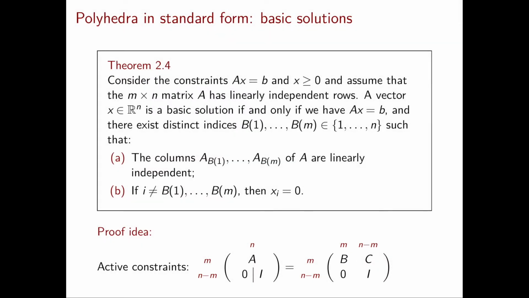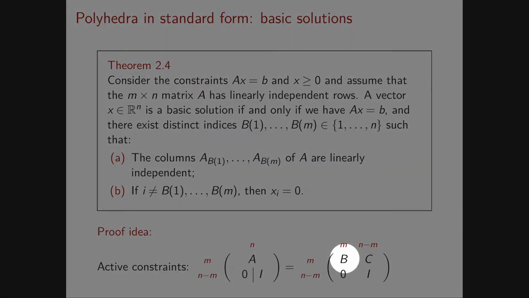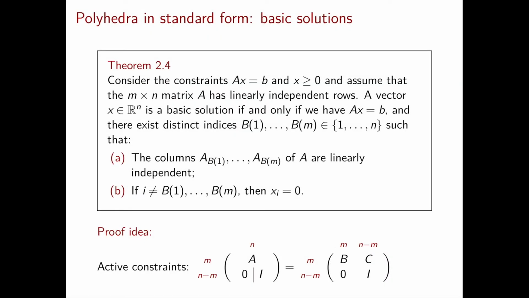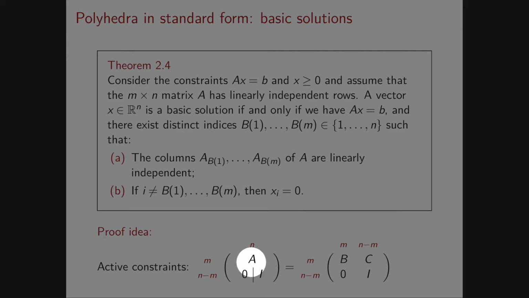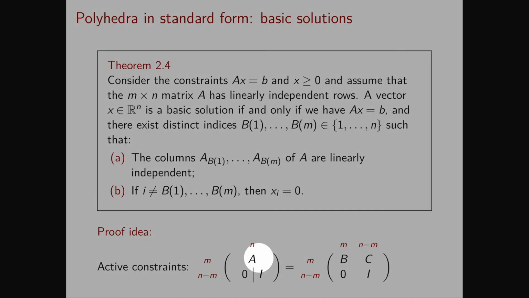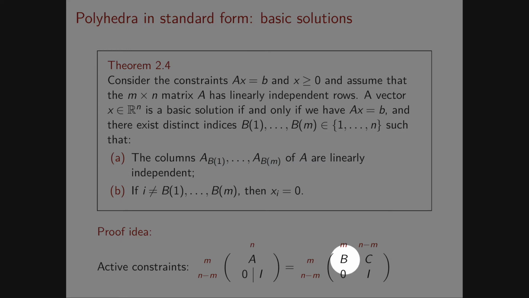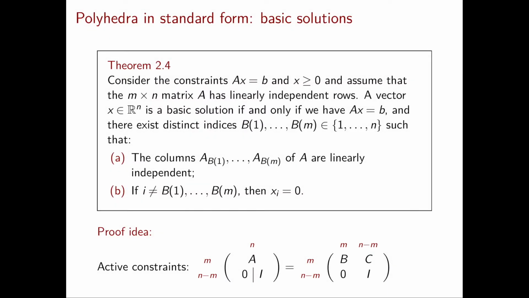And the fact that B is invertible can be written in many different ways. For example, I can ask that all the columns of B are linearly independent. So essentially, we have just shown that all the rows of this big matrix are linearly independent, if and only if all the columns of this matrix B are linearly independent. And this gives us theorem 2.4 above.